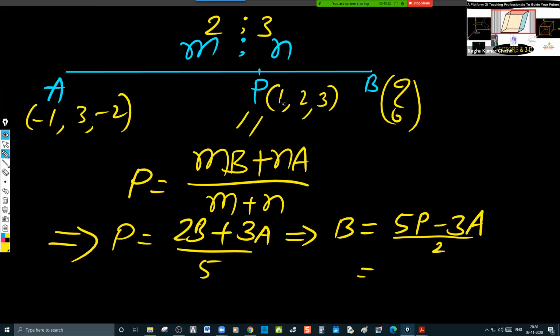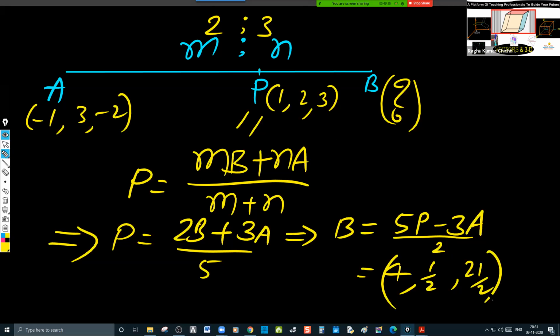5 times of P, this is 5, minus 3, minus of minus 3. I'm writing that directly, understand it please. 5P means 5 into 1, 5, minus of minus 3, 5 plus 3, 8, 8 upon 2, 4. Directly. This is 5P, 10, 10 minus 9, 1, 1 upon 2. It is again 5P here, that is 5 3 is 15, 15 plus 6, 21 by 2, that's it. You can find out like this.